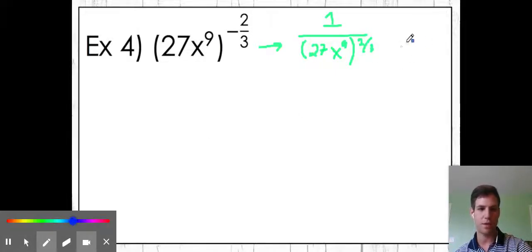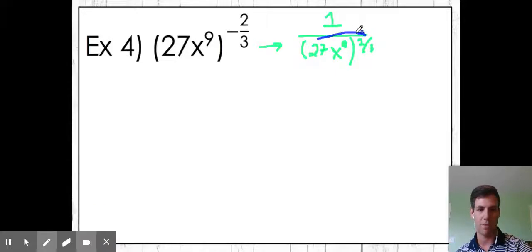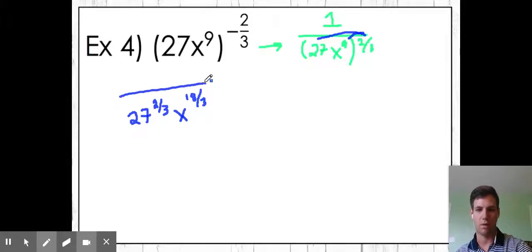Now that 2/3 is going to go on top of each of these two parts in the parentheses. So I have 27 to the power of 2/3, and I have x to the 9th. So I just got to do 9 times 2/3, which ends up being 18/3. And remember, this is all over 1 still.